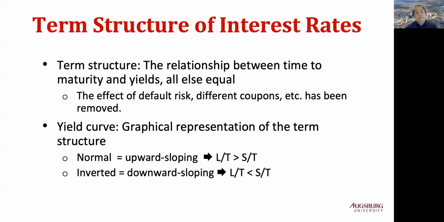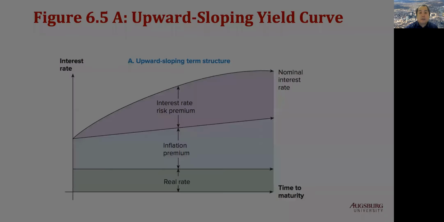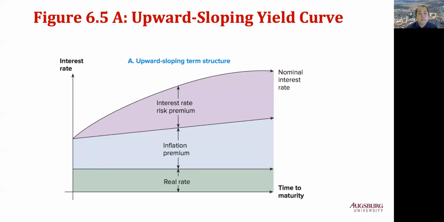Term structure. The relationship between time to maturity and yields of a bond is called the term structure. The graph that shows the term structure is called the yield curve. So when long-term rates are higher than short-term rates, we say that the term structure is upward sloping, as shown in the next figure. This is an upward sloping yield curve.